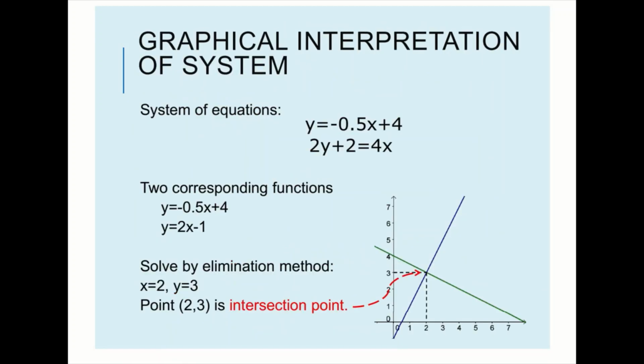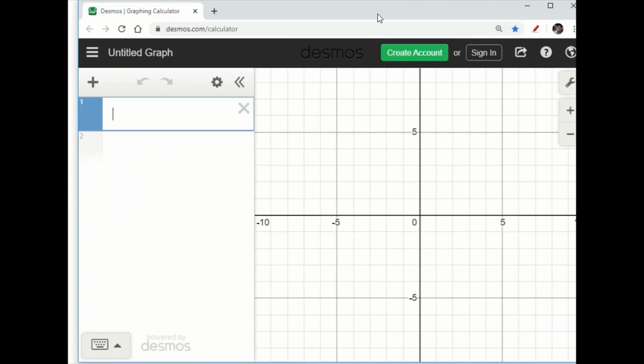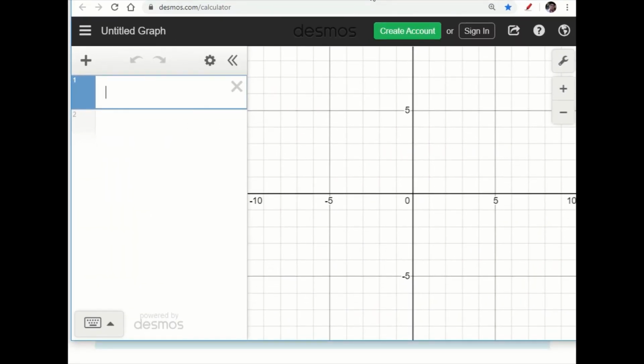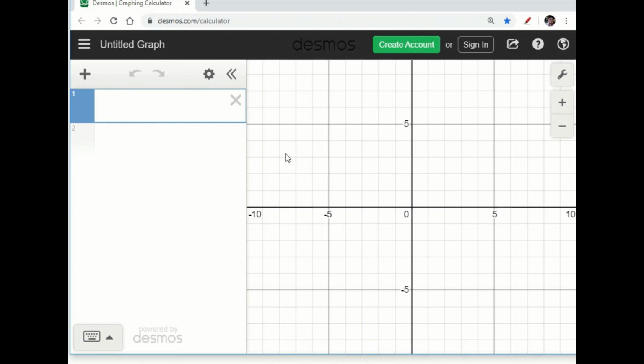The third method we can use to solve the system of linear equations is the graphical method. We can sketch the graph and from the graph see the intersection point. This is another example, but I'm going to use the same example to show you the graph here.